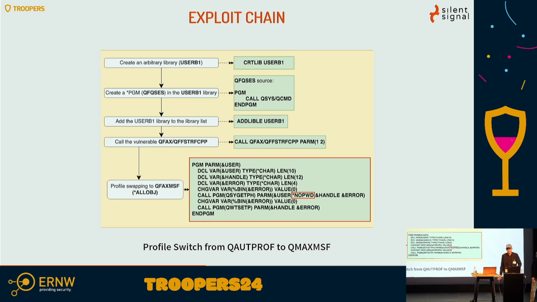Let's continue with the exploit chain. I used the highlighted CL script to perform profile swapping. It gets and sets the new profile handle, assuming the current user has use authority on that profile. As I mentioned, the password is not necessary. That's why I use the highlighted no password parameter in the Get Profile Handle API.